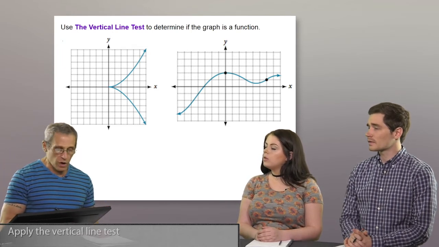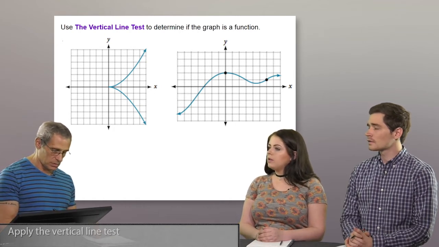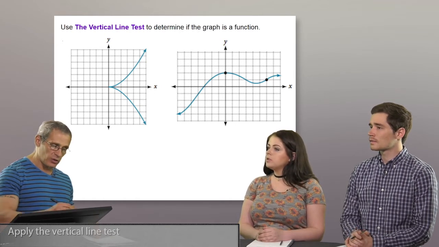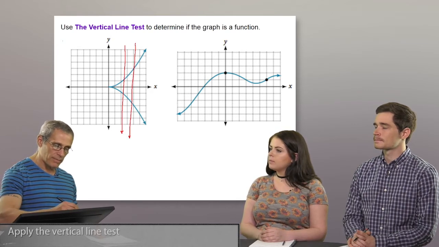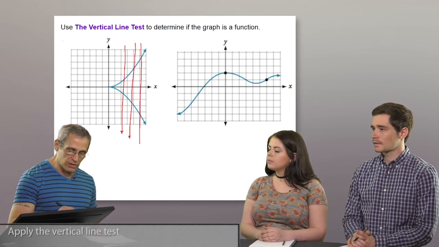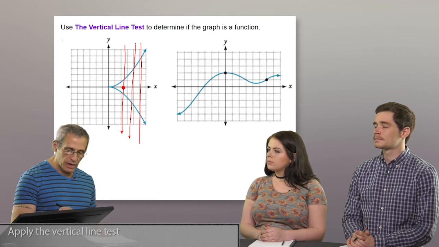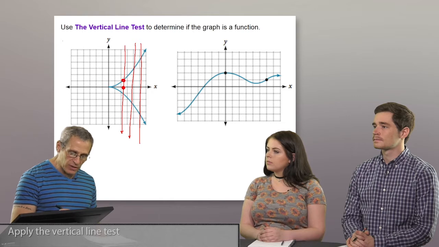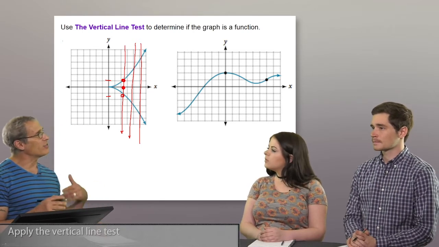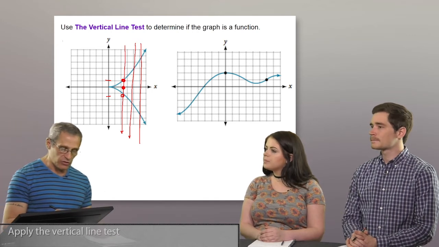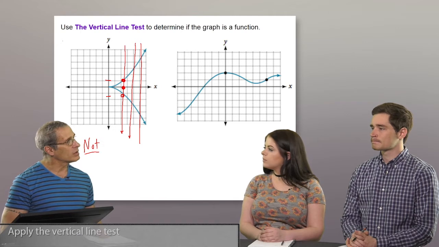No, I don't believe so. Why? Because the vertical line would hit the graph in 2 spots. In fact, I can draw many vertical lines that would do that. And for any of these inputs, and here's an input that I'll highlight in red, that input is associated with how many outputs? 2. And that violates the definition of a function. So this particular graph is not a function.